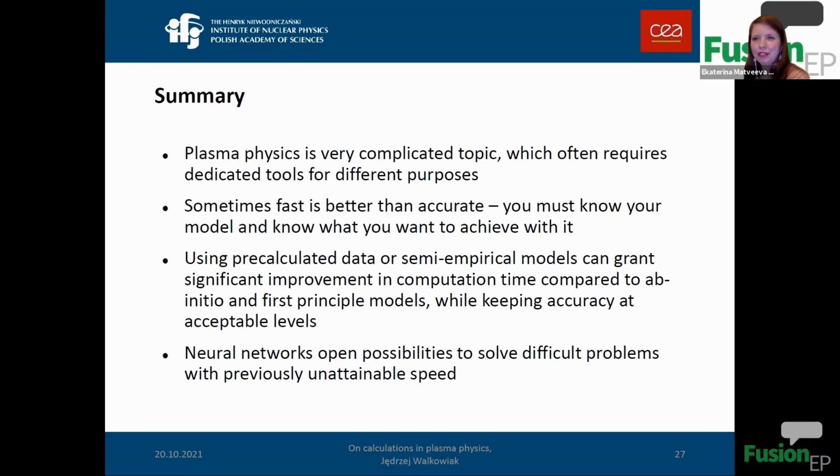Thank you very much for a very nice overview about calculations in plasma physics. It's always good to learn how to balance the possibilities that you have and speed and accuracy of your calculations. And in each case, I think many scientists face these questions.